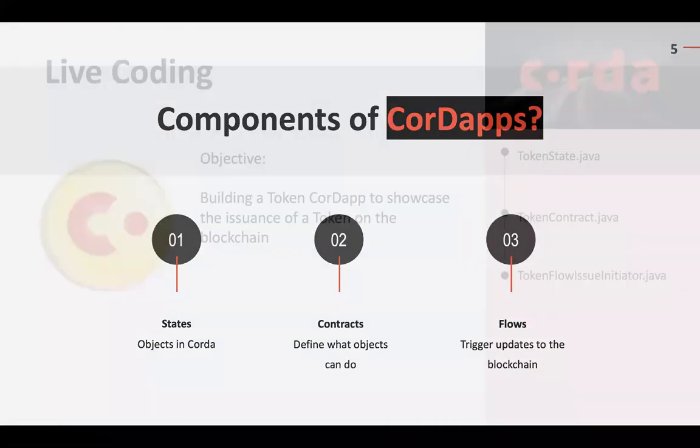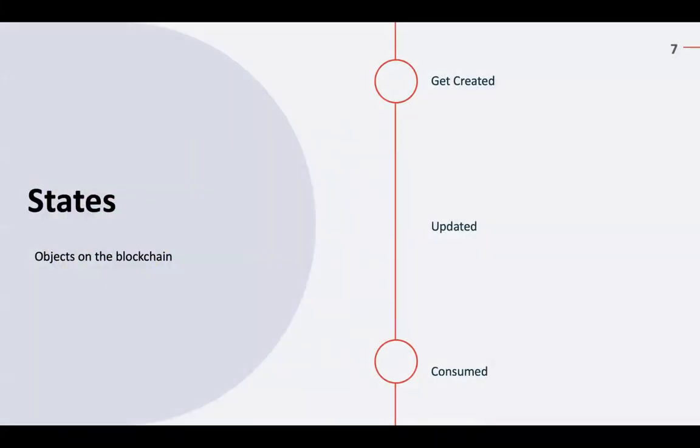All right. States are not pencils. States are any object. They get created, they get updated, and then they are consumed. And like I said earlier, they're objects on the blockchain.